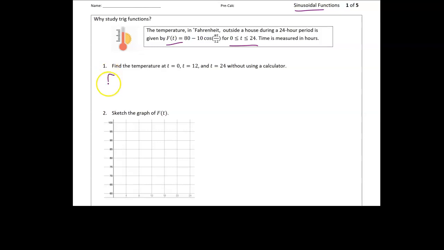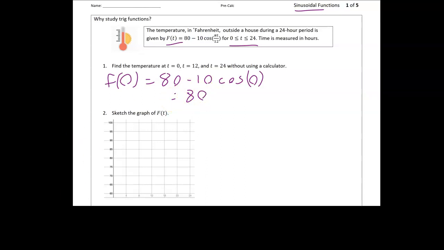So I can use my function notation to represent f of 0. And that, of course, means that I take out my t and plug in a 0. And now, because we know our unit circle pretty well, we can actually evaluate this without a calculator. So cosine of 0 is 0, right? So this ends up just being 80.